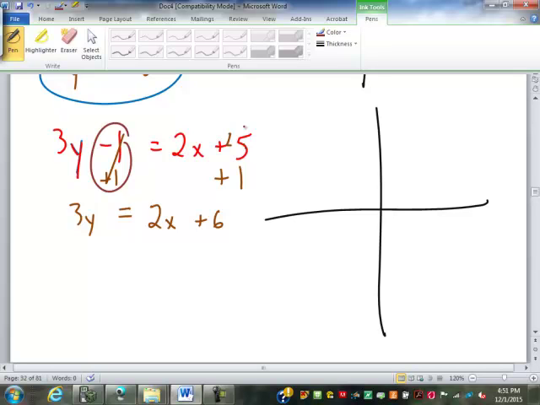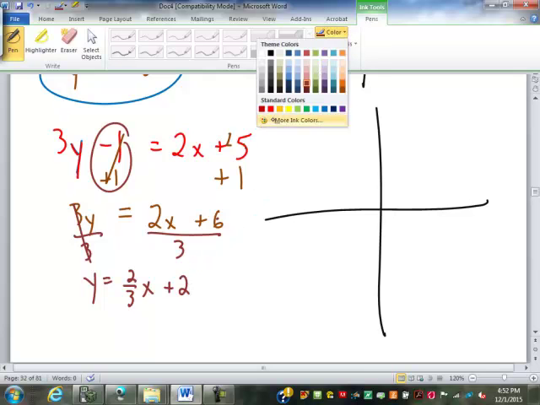Okay, but what about my 3y and my 2x? They're not the same. I'm not going to try to combine them, though. But when I divide, I don't need the same name. So I'm going to divide by 3 to get rid of that 3, leaving me with y. Dividing by 3 over here. What's 2x divided by 3? 2/3 x. Very good. What's 6 divided by 3? Positive 2.